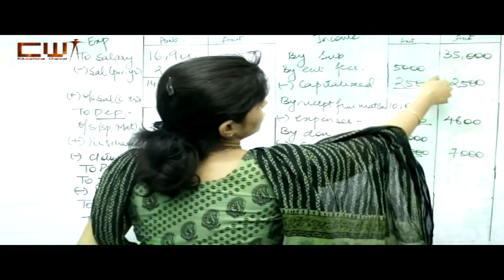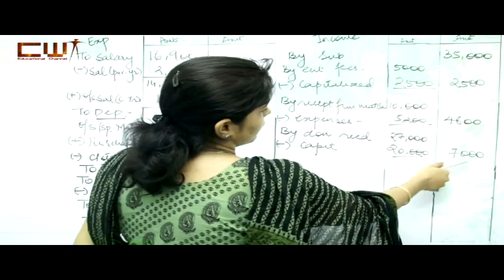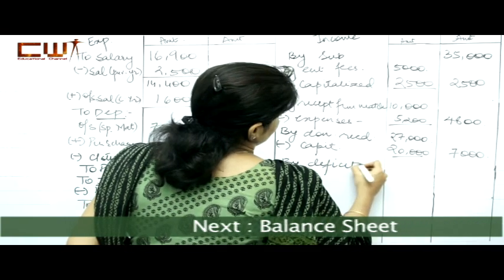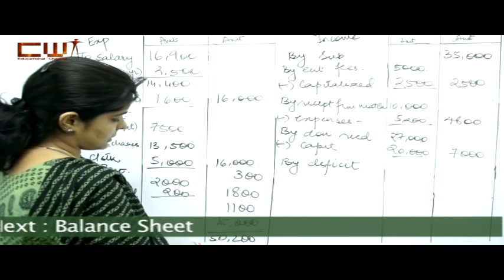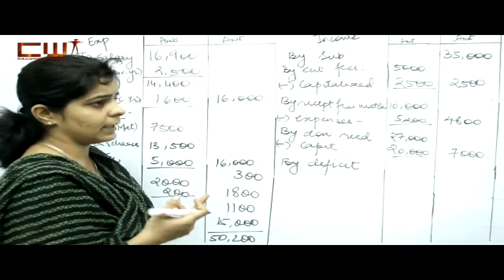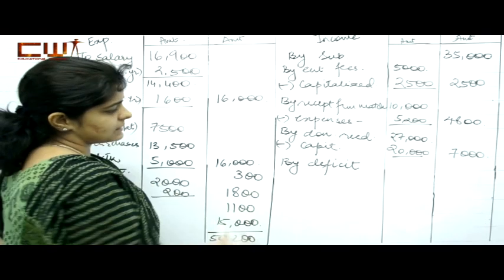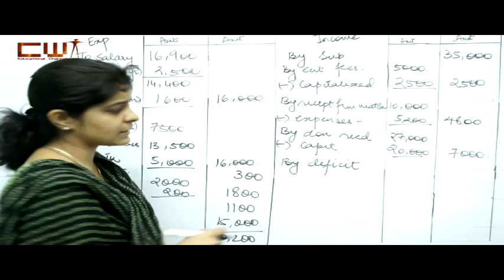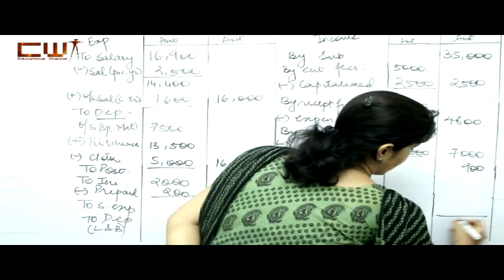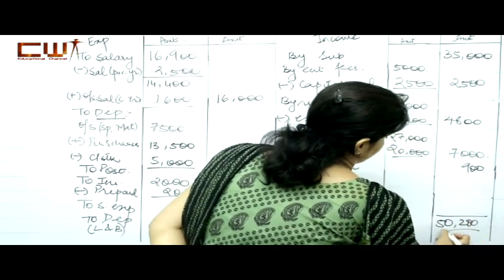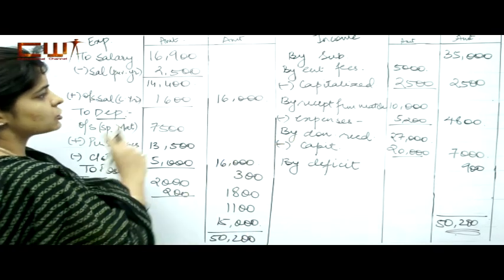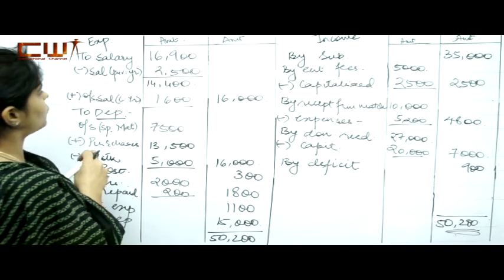Then you add up 35,000 plus 2,500 plus 4,800 plus 7,000. You will get a deficit. Deficit means the expenditure side is more than the income side, when expenses exceed the income. So how much is the deficit or the balancing figure? 900. Now the two sides equate with 50,200. Deficit is 900. So this is the income and expenditure account of the 8th question.